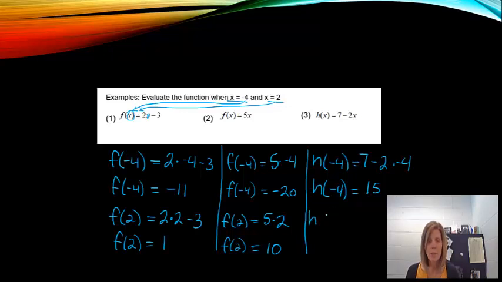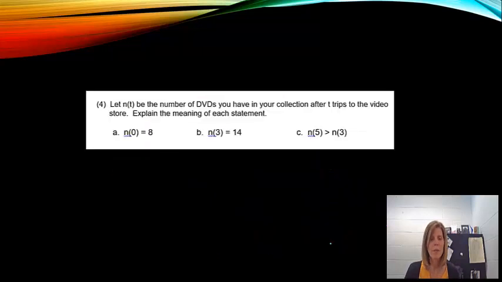Alrighty, and then the next part is going to be finding h of 2, which means on the right side we'll plug in 2 for the x, so 7 minus 2 times 2. And again, from here you could use your calculator, or you could think 2 times 2 is 4, 7 minus 4. We are going to get h of 2 is equal to 3. So hopefully you got that, or if not, you understand it now.